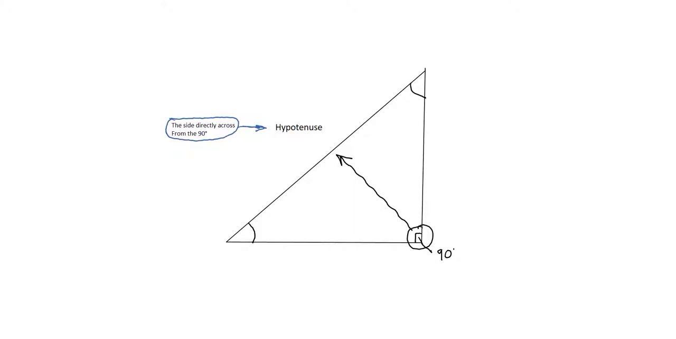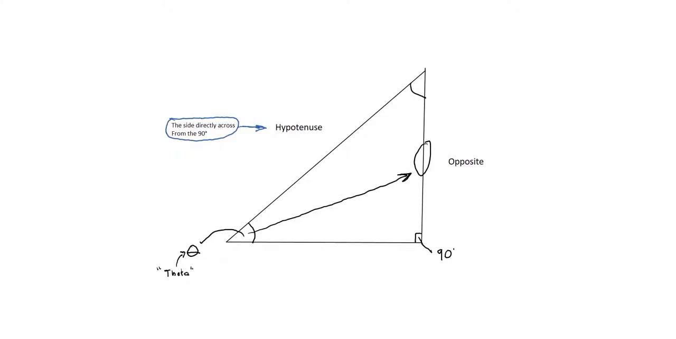Now the names of the other two sides will depend on what we choose to be our angle of focus. And the real significance of what the angle of focus is and why it is important will come in later. Let's just say for now, I'm going to choose this angle right here as the angle of focus. And this Greek symbol right here is theta. So if we choose this angle here to be our angle of focus, that means this side right here is known as the opposite side. The opposite side is the one directly across from our angle of focus.